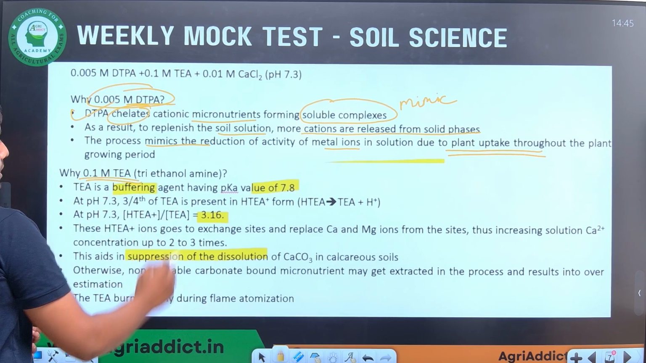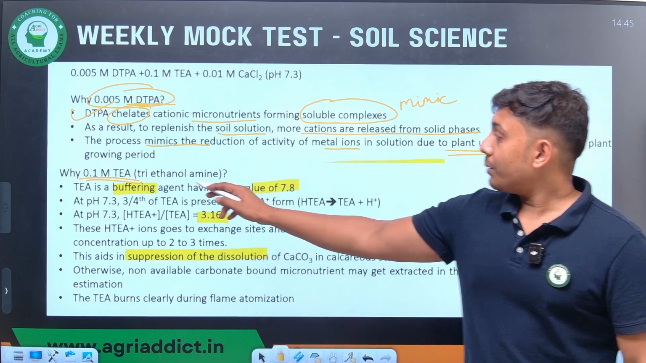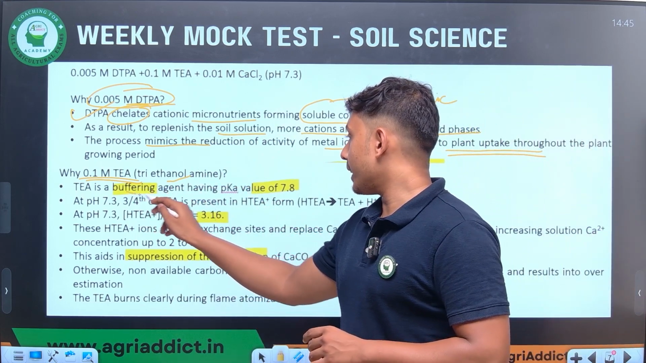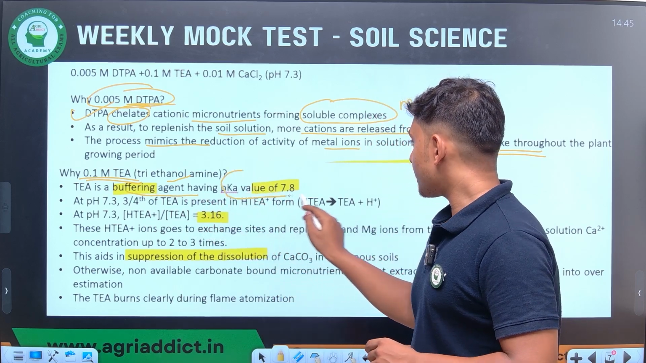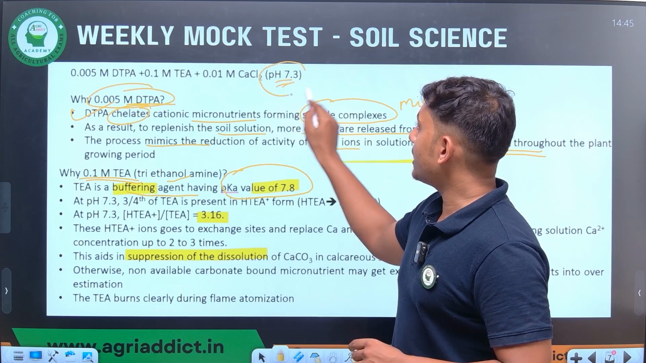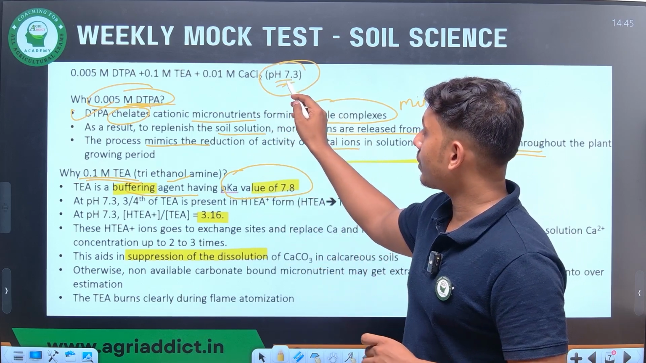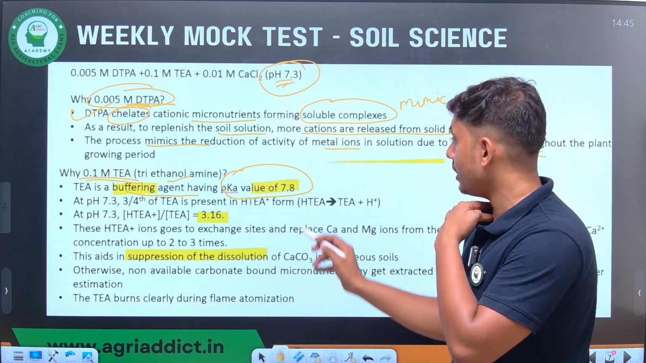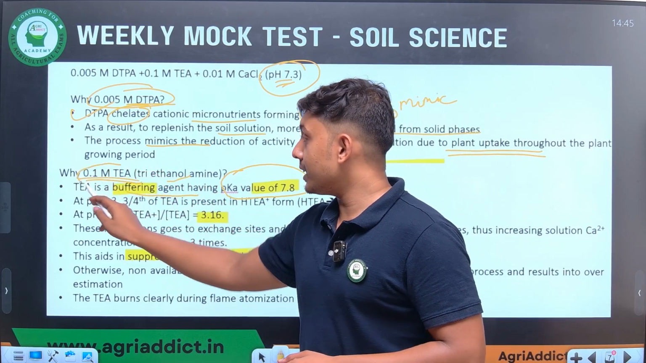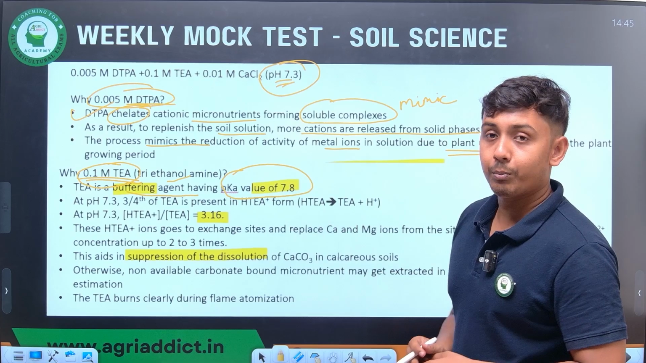What does TEA do? 0.1 molar TEA. TEA means triethanolamine. Mainly it is used as the buffering agent. It has a pKa value of 7.8. Okay. And what is the pH of the DTPA extract? 7.3. It is a very important point. It can come directly as a question, what is the pH of the DTPA extract, that is 7.3. And it has the buffering capacity, triethanolamine, with a pKa value of 7.8.